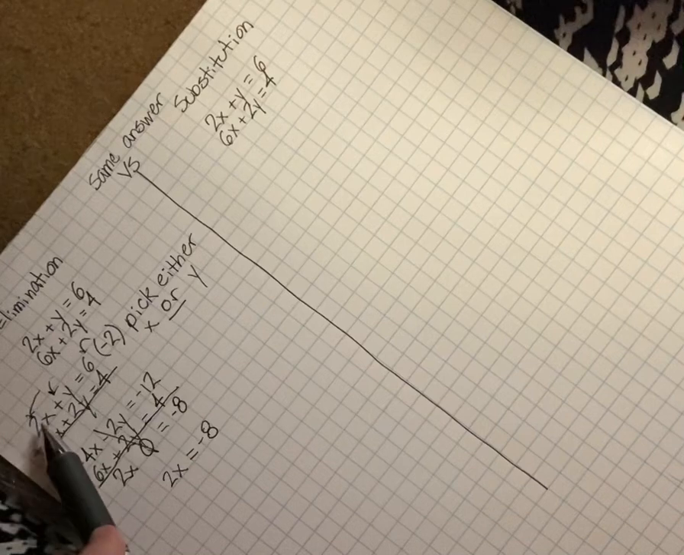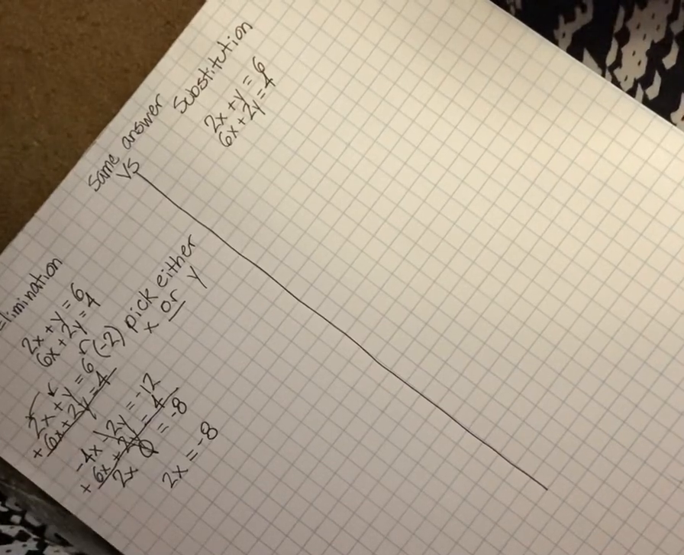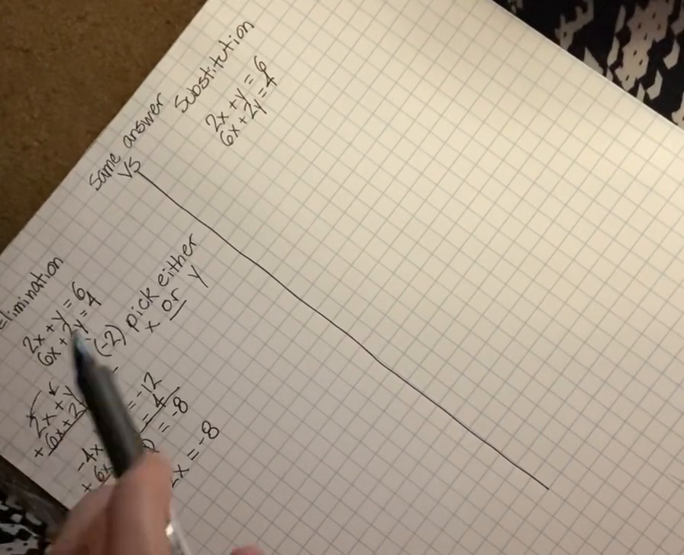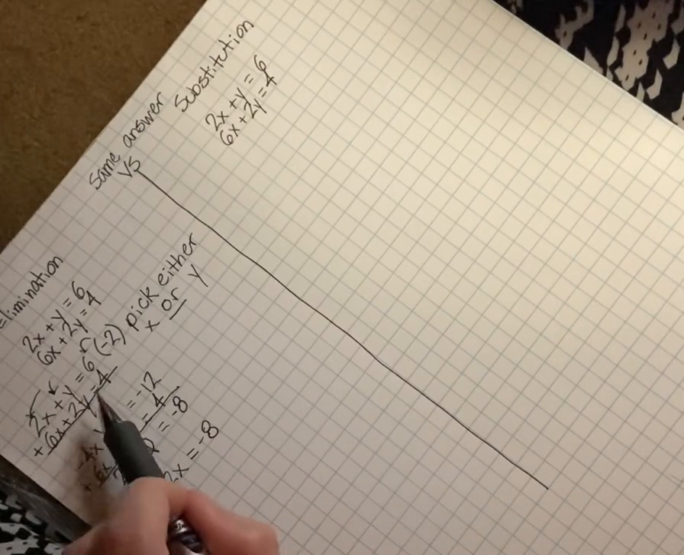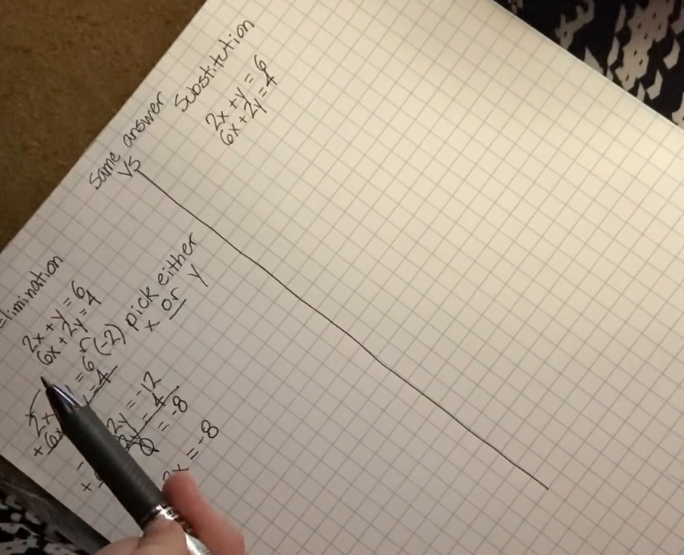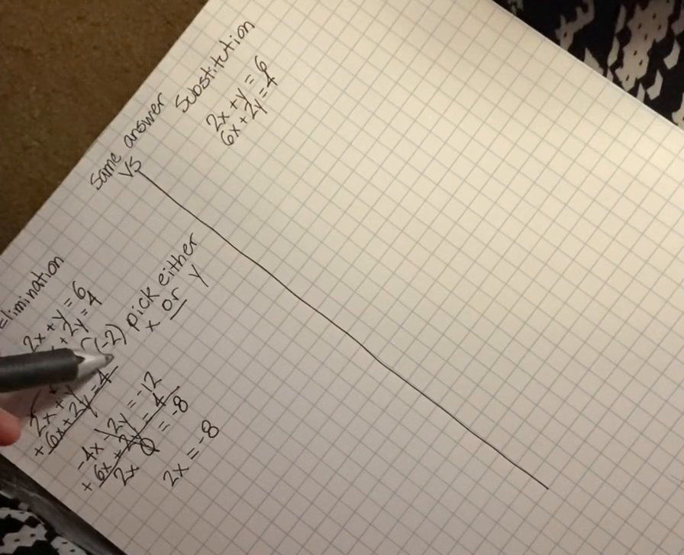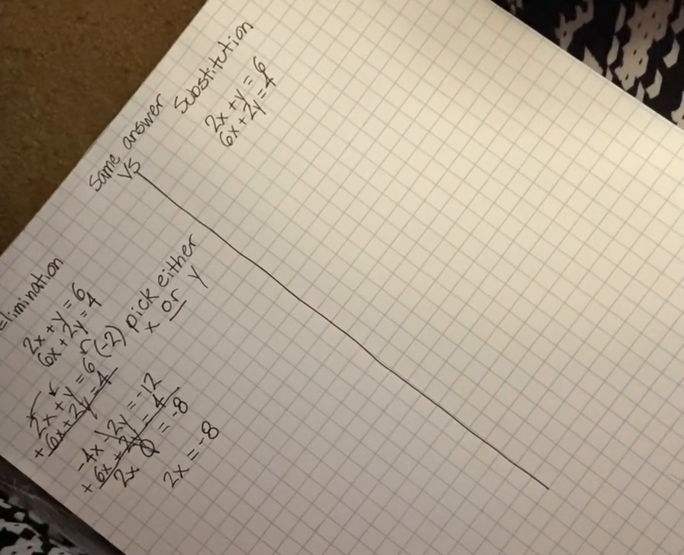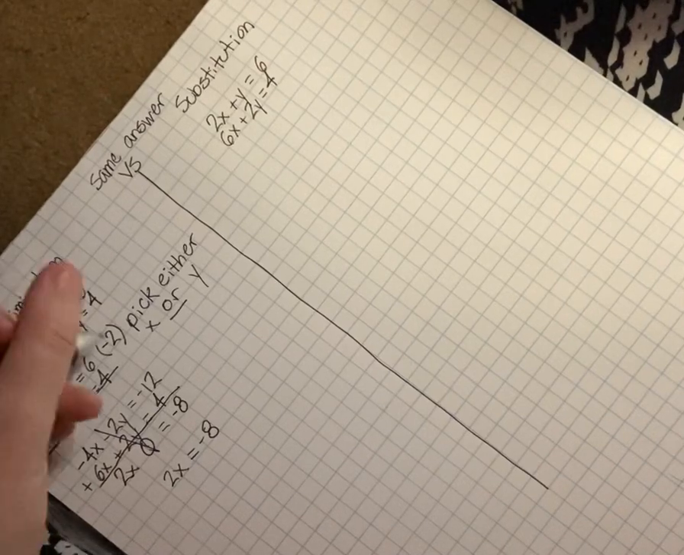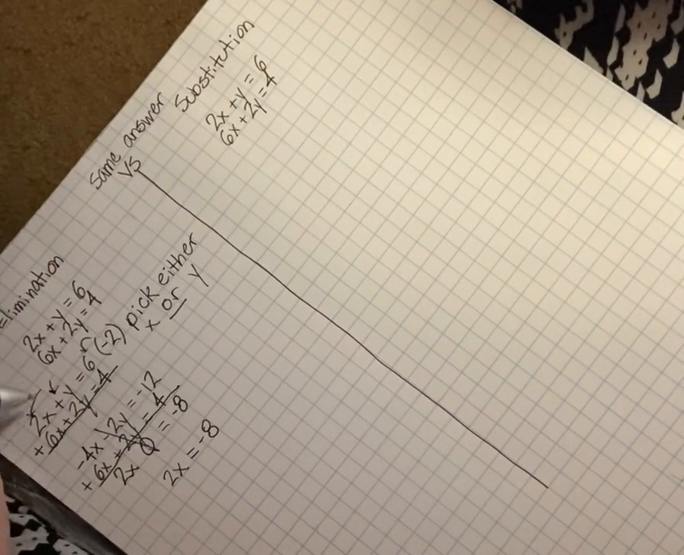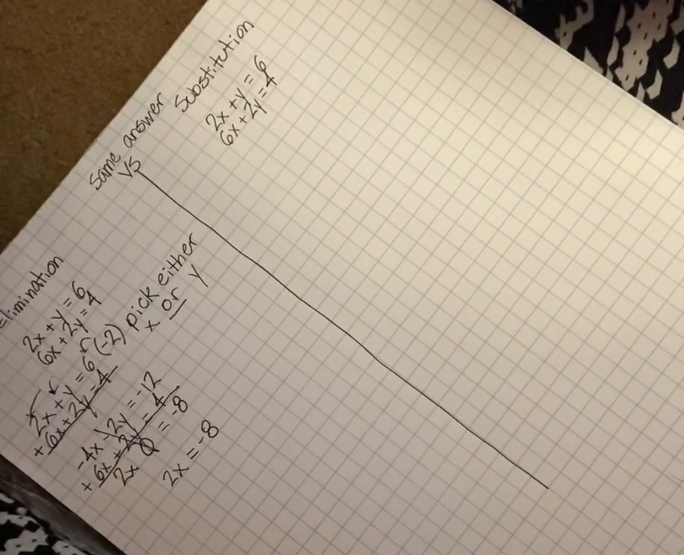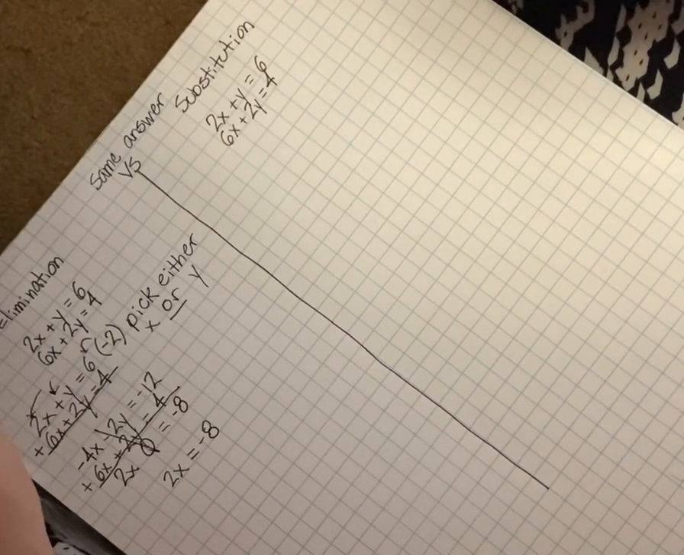Now, if it was easier to get rid of the x's, I would have done that. Technically, I could have. I saw an easy opening here with the y's just by multiplying by negative 2. But in reality, I could have multiplied by a negative 3 as well and canceled out the x's. Because if you do negative 3 times 2, that'll get you a negative 6, and that would have canceled out the x's.